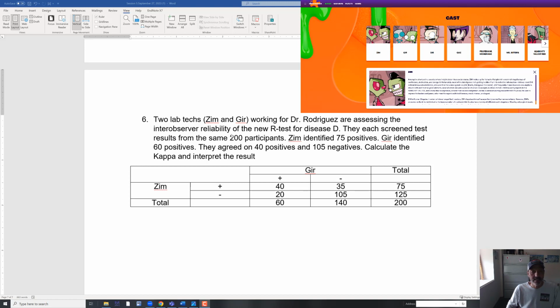They're assessing the inter-observer reliability of the new R test for disease D. Disease D is a very difficult disease, yes. So we're hoping this R test will work very well. They each screen test results from the same 200 participants. Zim identified 75 positives. There were 75 individuals positive according to Zim for disease D. Gur identified 60 positives. They agreed on 40 positives and 105 negatives. So let's calculate the kappa and interpret the results.